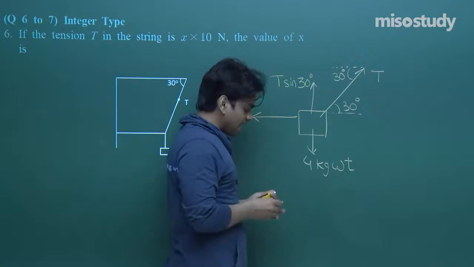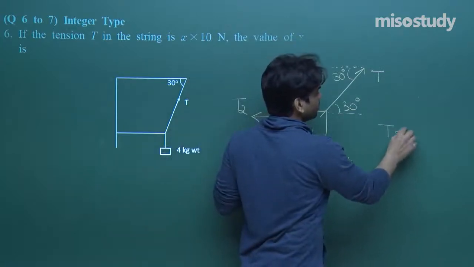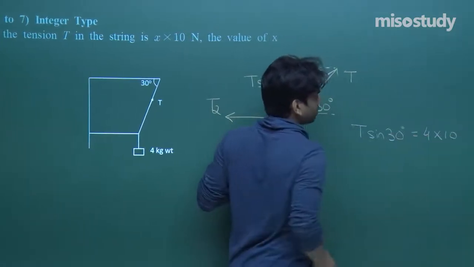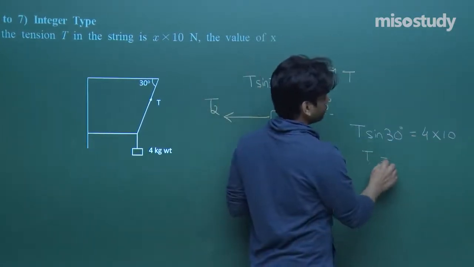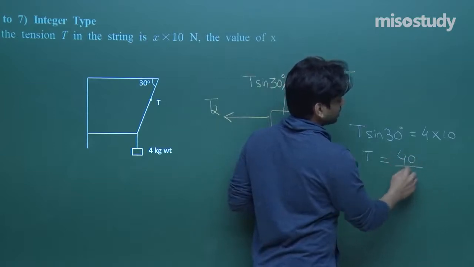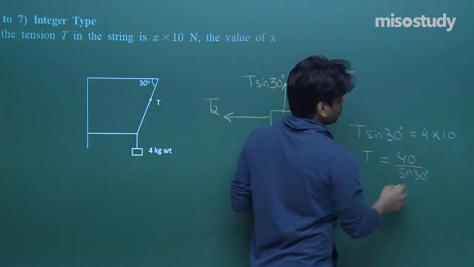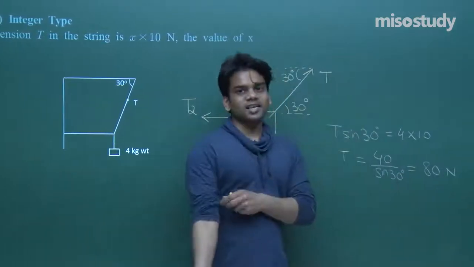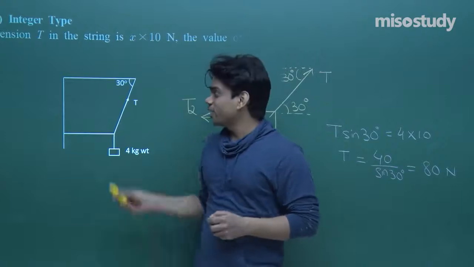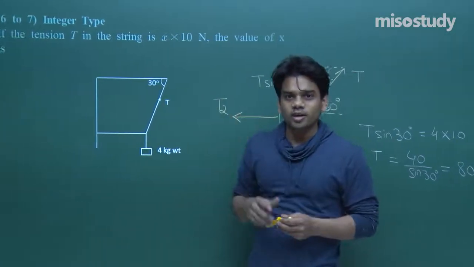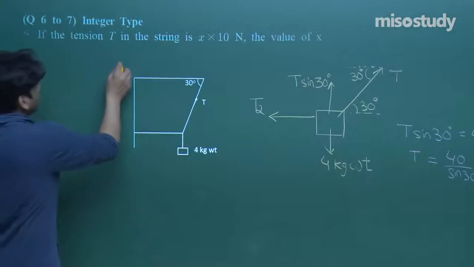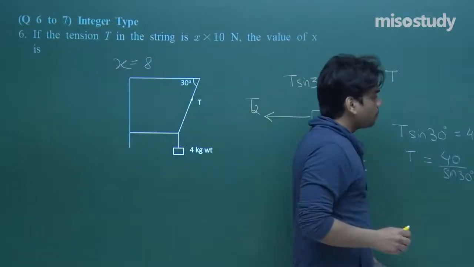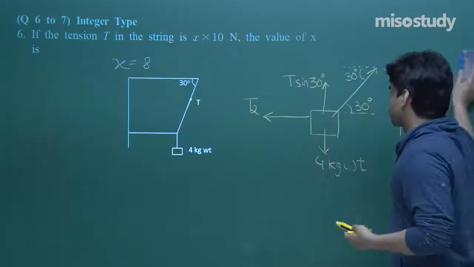Equate the forces along the vertical direction. We will have T sin 30 degree equal to the 4 kg weight, so 4 into g, that is 10, 40. So T comes out to be 4 into 10, 40, divided by sin 30, that is 1 by 2. That will come out to be 80 newtons. It's given that tension T is x into 10, that is equal to 8 into 10, so x will be equal to 8. This is the circle that you have to fill in your OMR sheet for such kind of question. Let's go ahead.